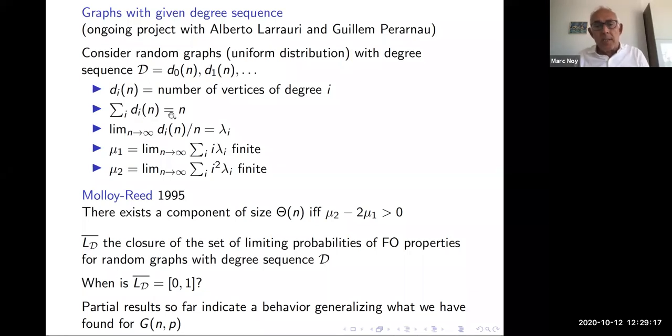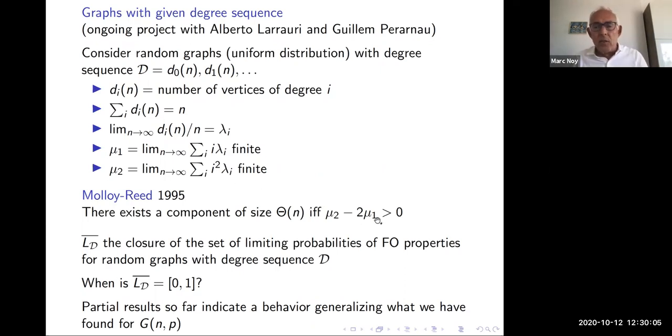Well, the total number of vertices is n. And suppose that this holds, that the proportion of vertices of degree i among all vertices converges to a constant. So the proportion of vertices of degree i is asymptotically some lambda_i, and you assume that the first and second moment are finite. So this is the expected degree, and this is the second moment of the degree distribution.